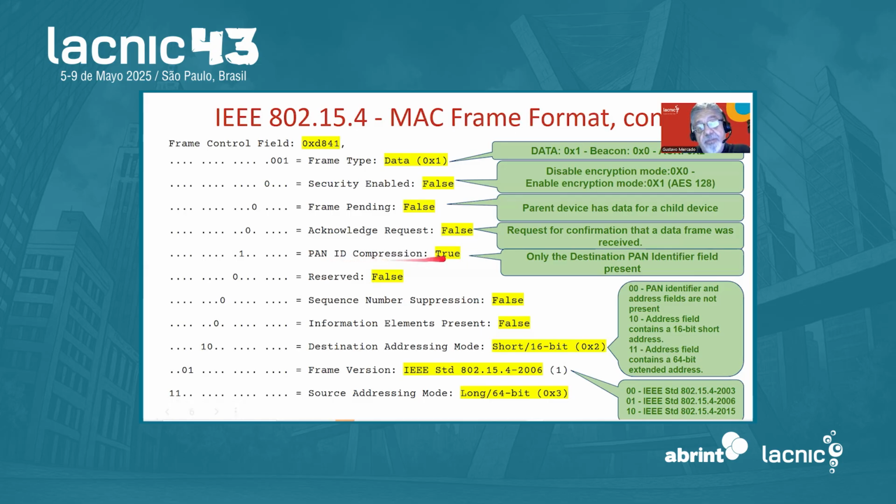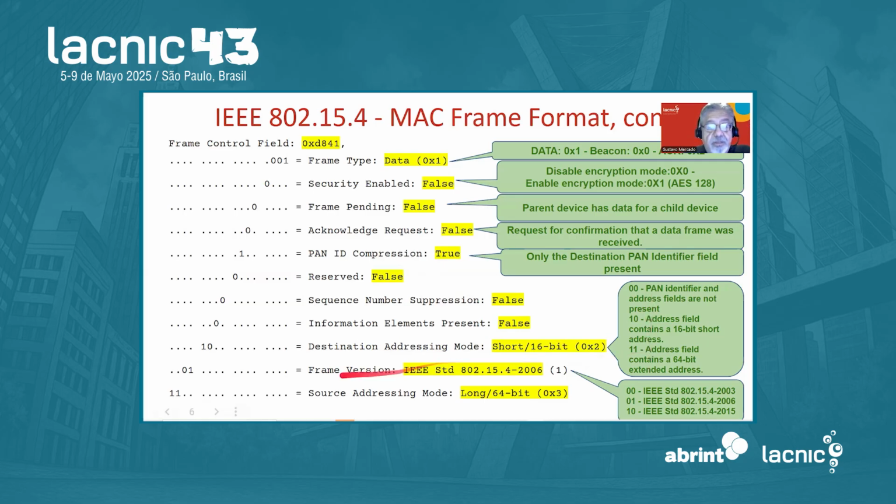If there is an ID compression, PAN ID compression, in this case it's true, as we said earlier. The reserved, it's false. The sequence number suppression, it's also false because there is no suppression. And the information elements present, it's also false because there are none in the mesh. So, and finally, the destination addressing mode is short because, as we said, we compressed it.